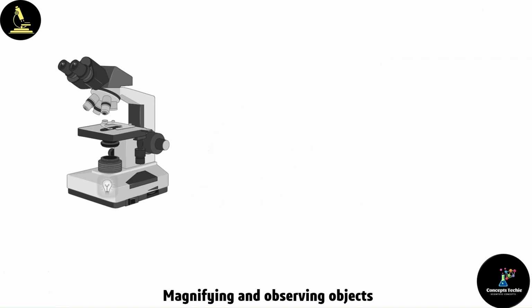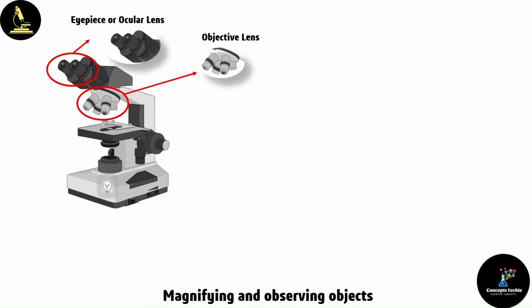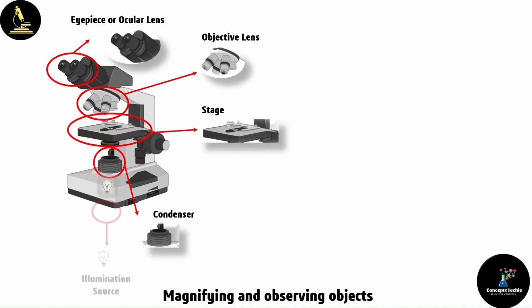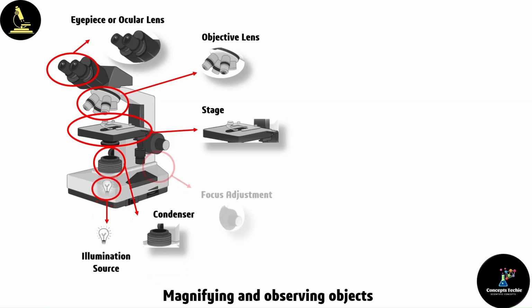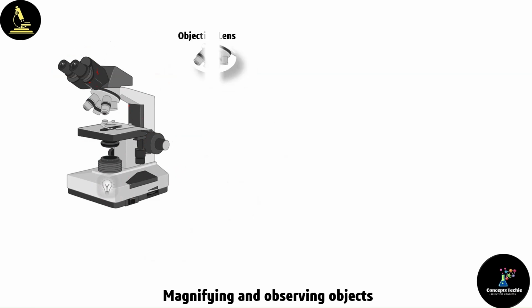So the basic components of a microscope include the objective lens, eyepieces or ocular lens, stage, condenser, illumination source, and focus adjustment. The objective lens is located close to the specimen and is responsible for gathering light and forming the initial magnified image of the object.